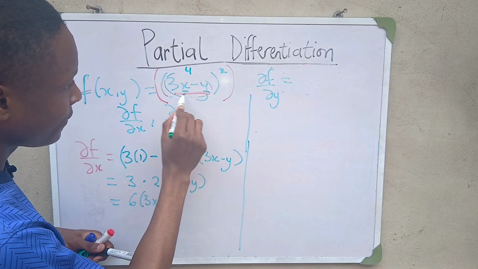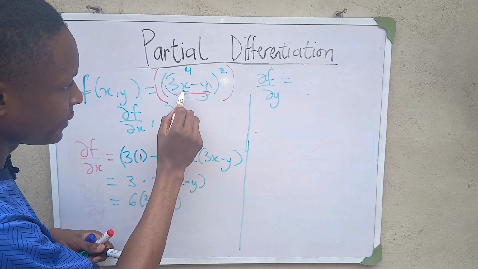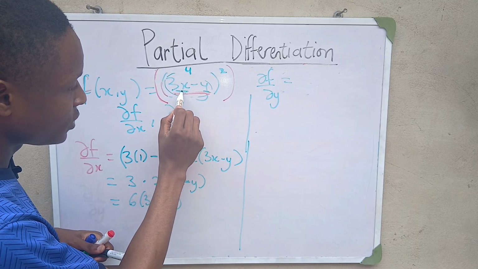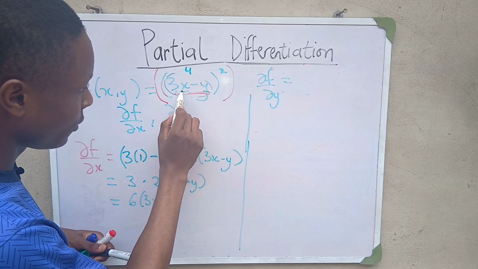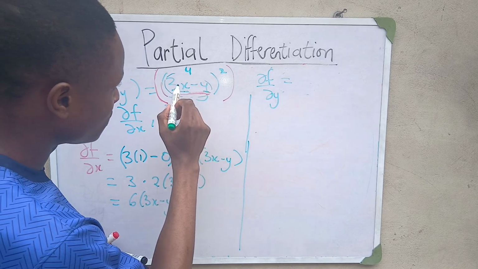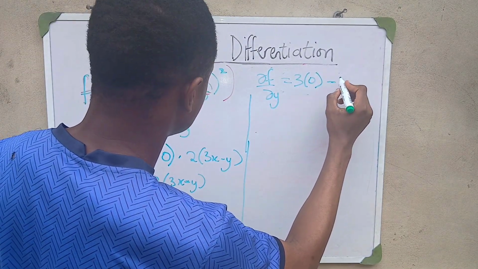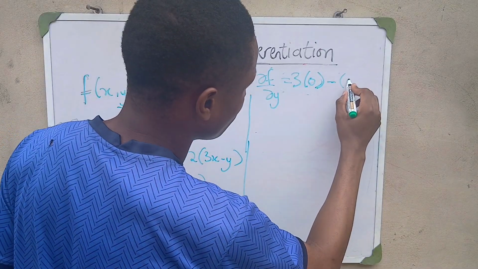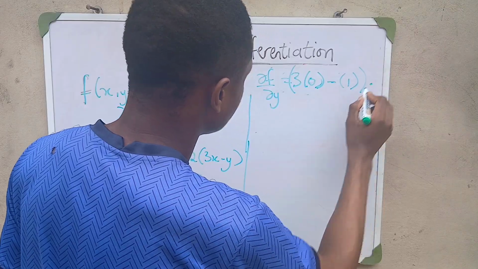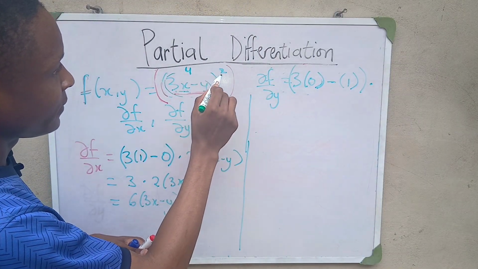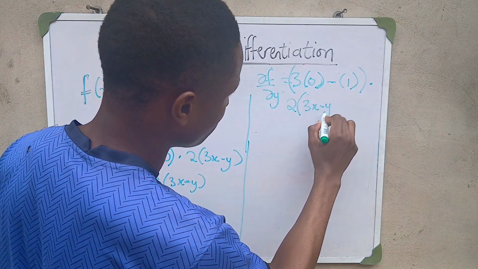We differentiate the inner function and later differentiate the outer function. So differentiating the inner function, we differentiate x with respect to y. We differentiate here with respect to y. X is the constant. So we'll be having 3 into 0 minus 1. Differentiating y is 1 times the outer function. Differentiating it will be having 2 into 3x minus y.